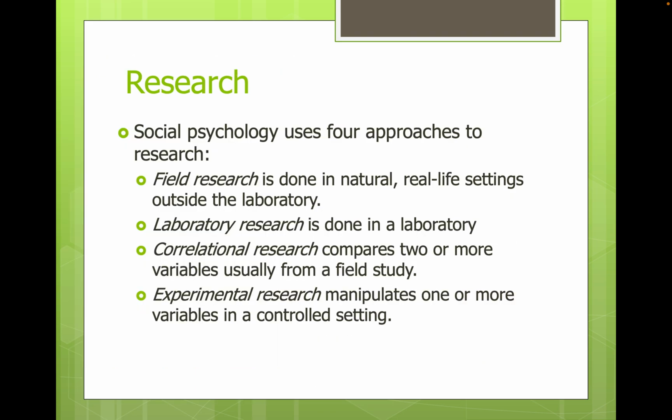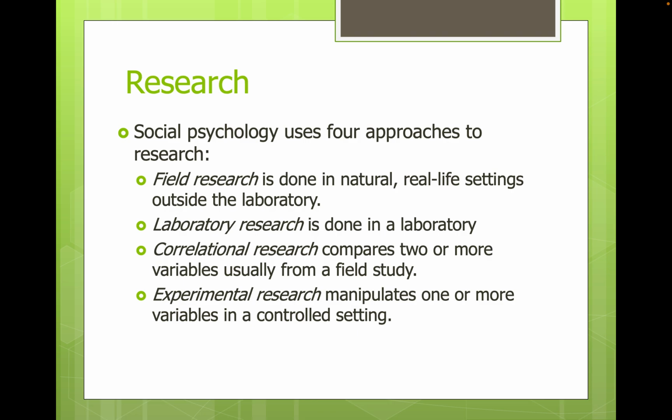Social psychology uses 4 approaches for research. Field research is done in natural, real-life settings outside the laboratory. Laboratory research is done in the laboratory. Correlational research compares 2 or more variables, usually from a field study, and experimental research manipulates 1 or more variables in a controlled setting.